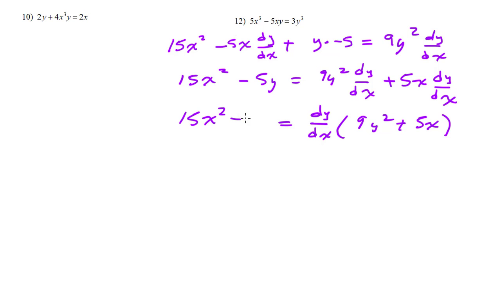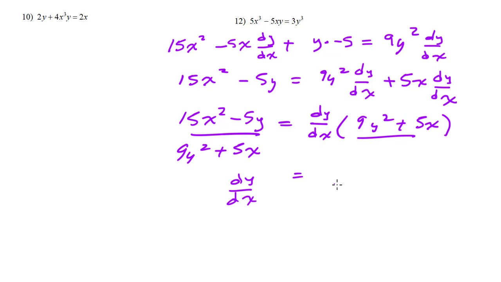And after we factor out the dy/dx, we can divide both sides by 9y squared plus 5x. So what are we going to get? We're going to get dy/dx equals, what do we have here? Can we simplify that? Doesn't appear that there's anything that goes into everything, so it's just 15x squared minus 5y over 9y squared plus 5x.